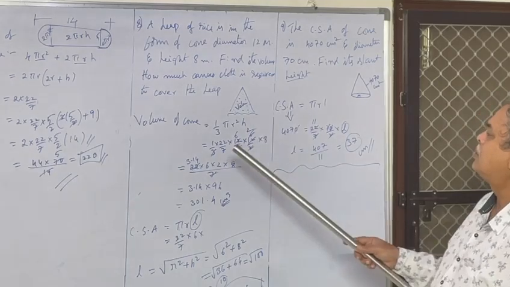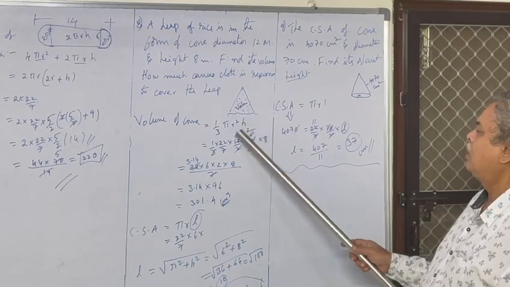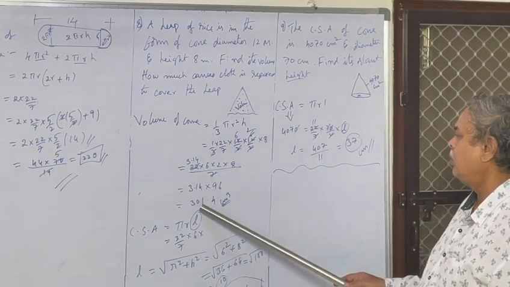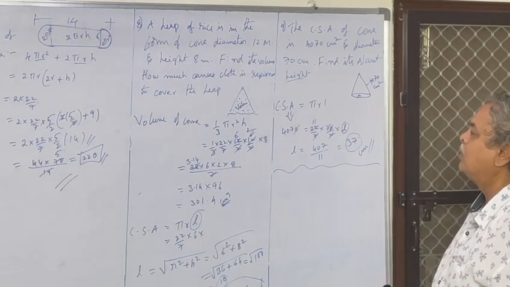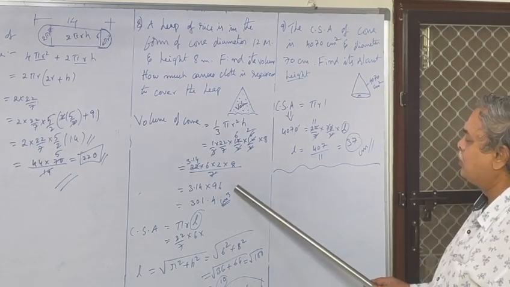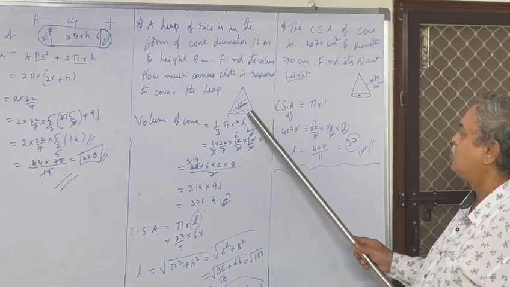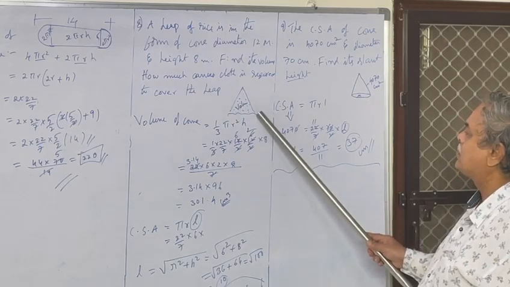That's why the volume of a cone is equal to 1/3 pi r square h. If you substitute these values, we will get 301.4. The volume parameter you have to say in cube units, cubic meters. Then we will have to find this, you know this value.